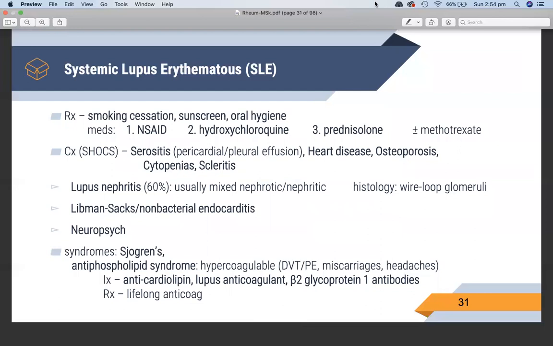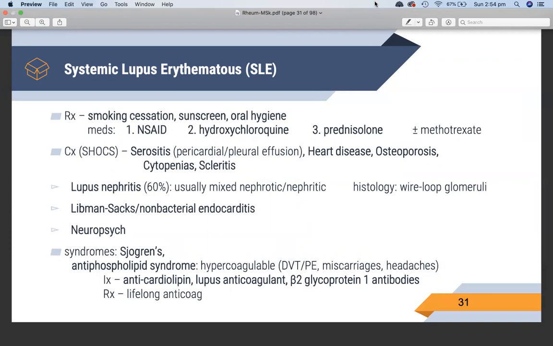How we manage this: obviously smoking is bad for this, so we want them to cut down on the smokes. We want basic skincare, sunscreen, and oral hygiene for the mouth ulcers. You normally start with NSAIDs, then you can go to hydroxychloroquine, and then you add PRED, which has a lot of long-term side effects, which we'll get to. You can also use methotrexate as well.